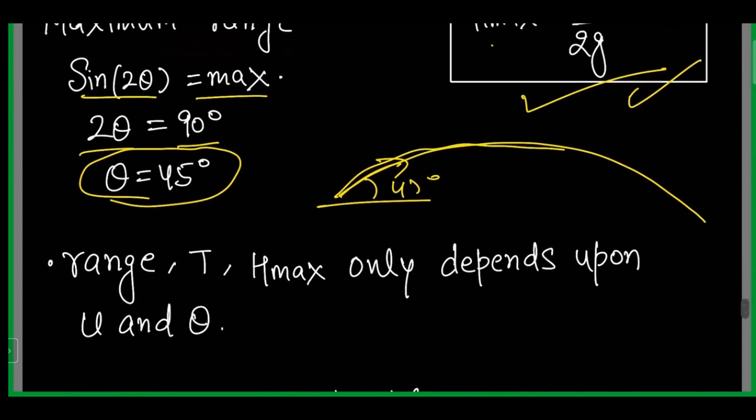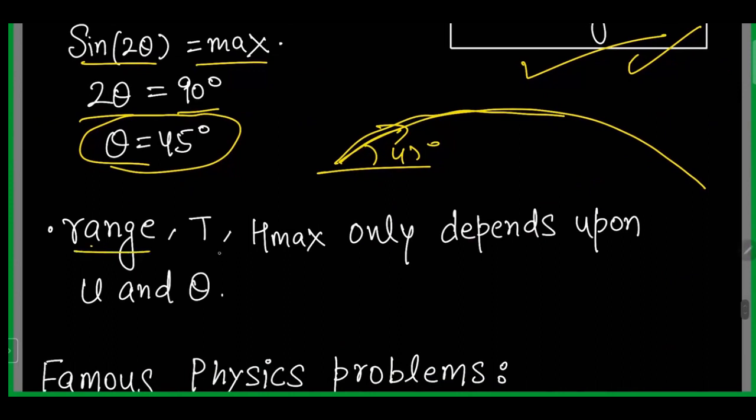Okay. You can clearly see that range, T and h max only depend upon initial speed and angle, nothing else. They do not depend upon mass. You can throw a small tennis ball or you can throw a big soccer ball. The maximum height, time period, and the range will be the same for every ball or every mass or every object. You have to remember this.